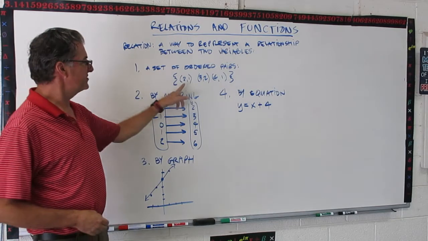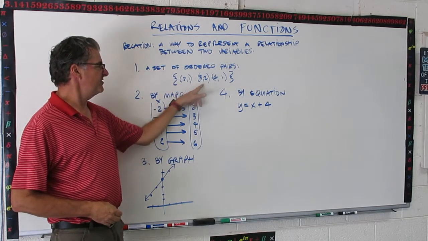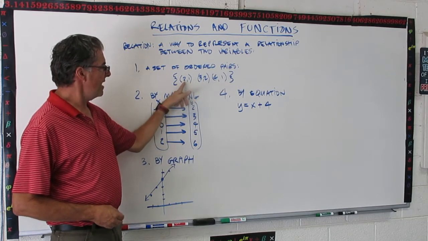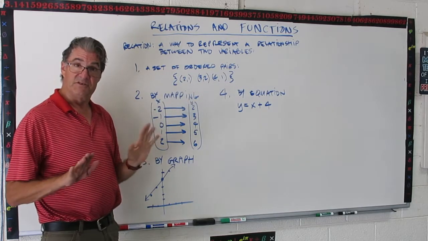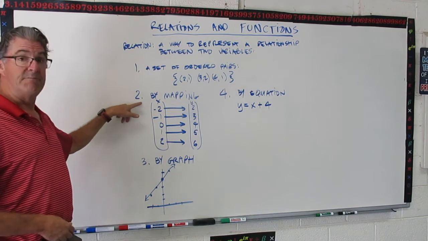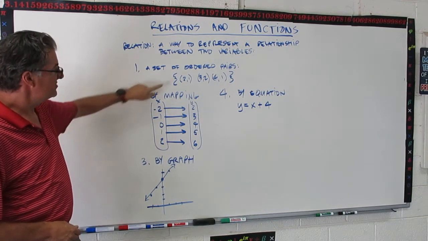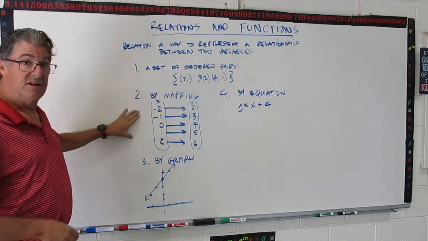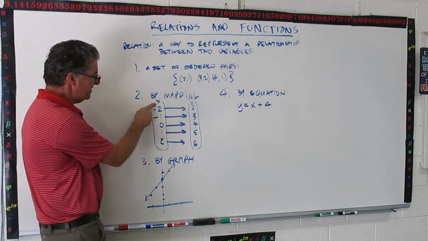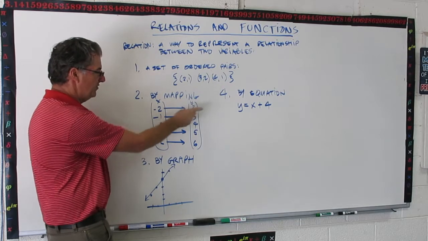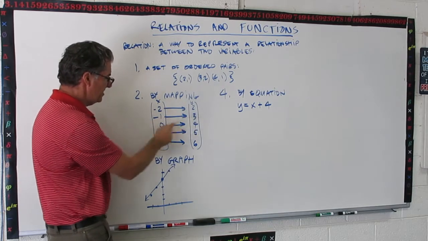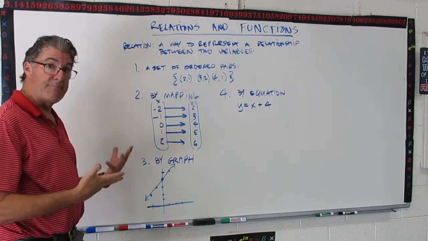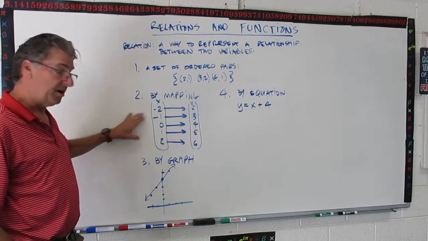One, you can show it as a set of ordered pairs. So here's just a random set of ordered pairs. This is a relation that's mapping x and y, okay? Just a set. The second way is we can map. This example is not the same as this one in case you're looking closely. By mapping, we just show that the x of -2 maps onto the positive 2 of y, -1 maps onto 3, 0 onto 4, 1 onto 5, 2 onto 6, like that. So that's mapping. You'll see diagrams like this in your book.